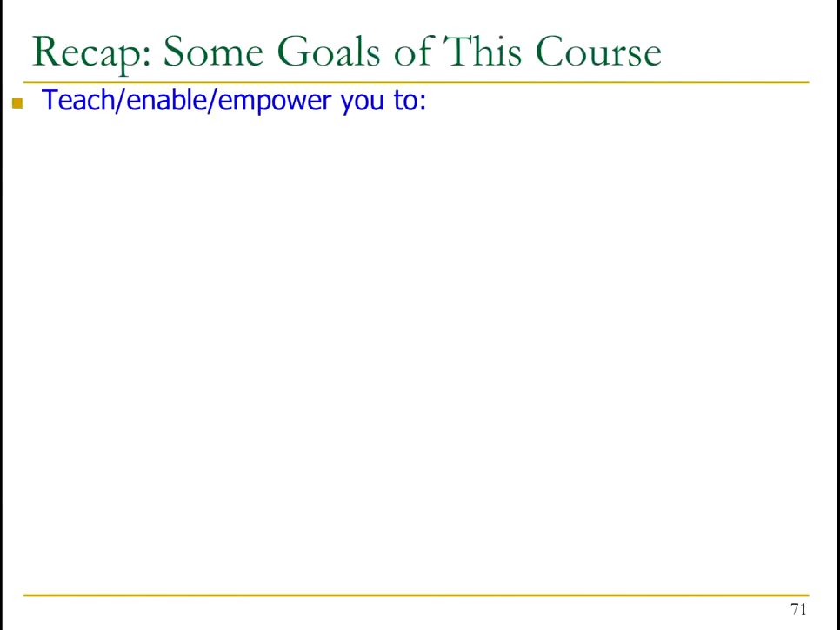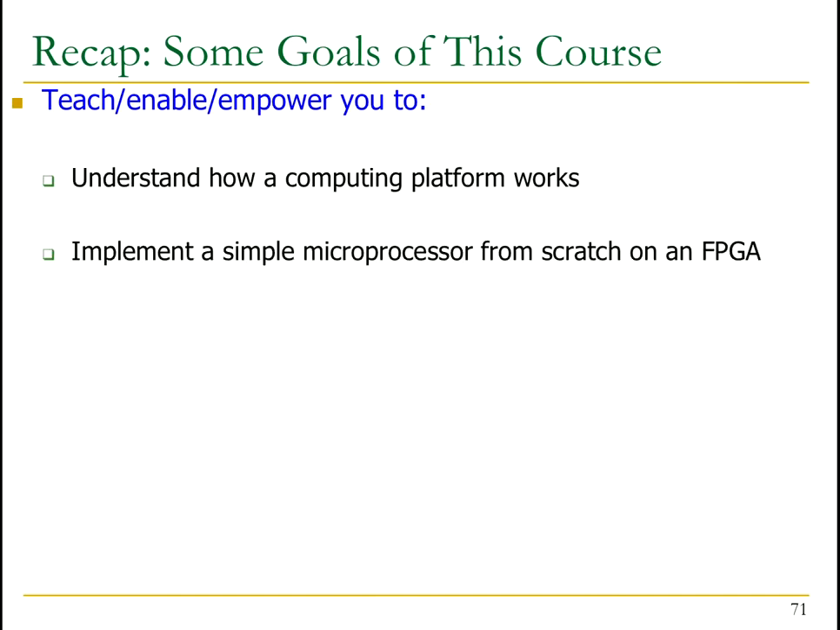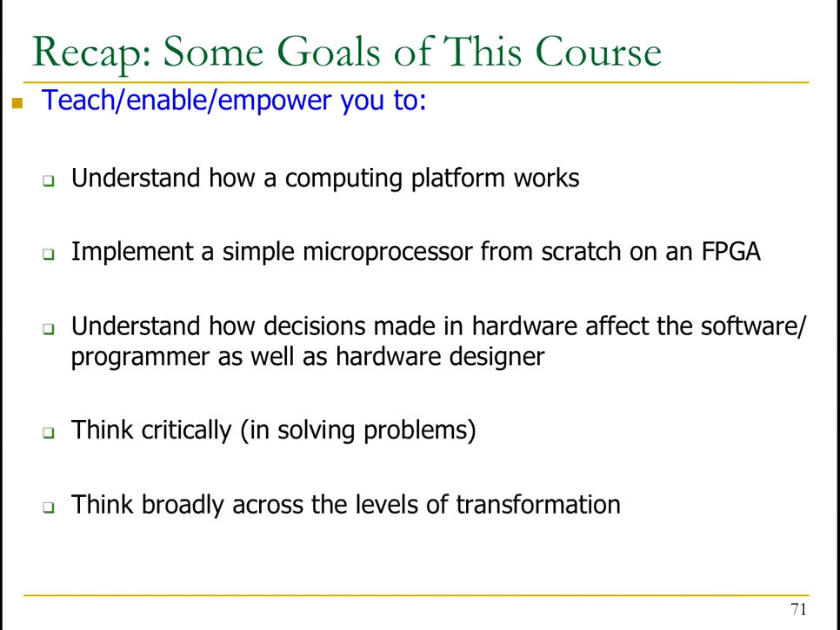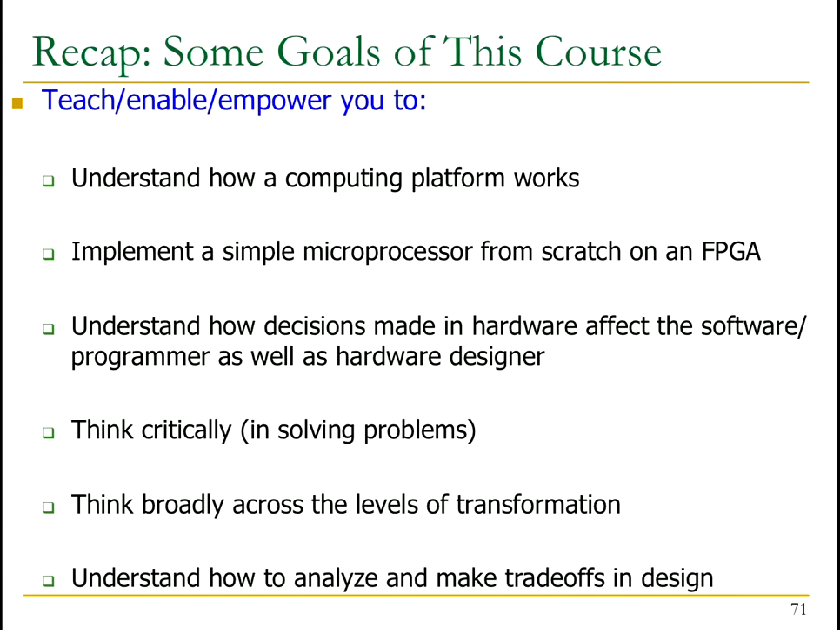So basically, I'll recap quickly. Some goals of this course are to teach, enable, and empower you to understand how a computing platform works. Hopefully we'll see parts of this, but not all of the complexity. And implement a simple microprocessor from scratch on an FPGA. Understand how decisions made in hardware affect the software. Think critically. That's perhaps the most important part in solving problems. Think broadly across the levels of transformation. And understand how to analyze and make trade-offs in design.